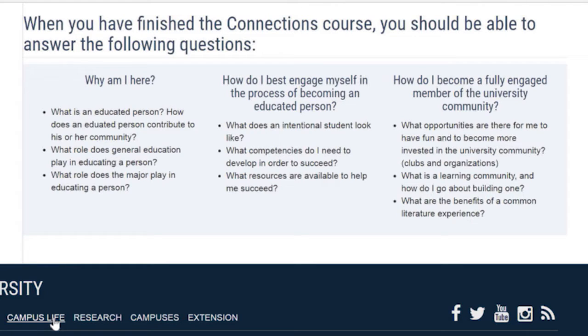And so as you go through the course, as you go through the different assignments, you're always able to look back to these 3 big ideas, and you're able to tie them back to what we feel are really important questions to being a student at the university. And if you look at these questions, they've got things like, why am I here?